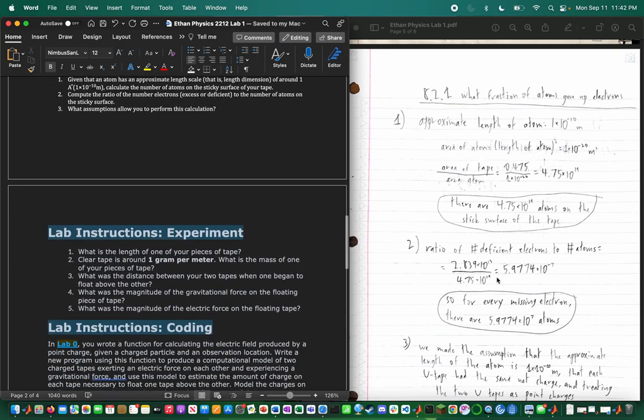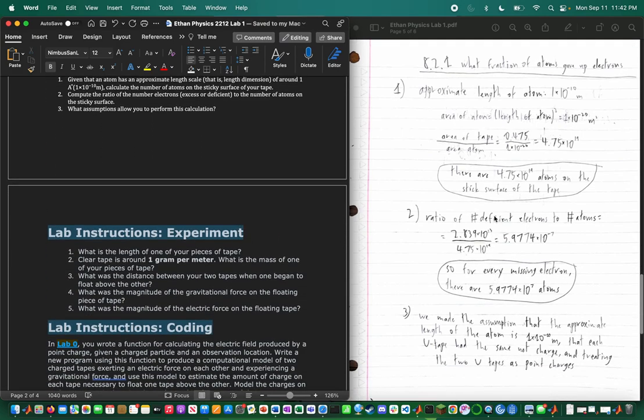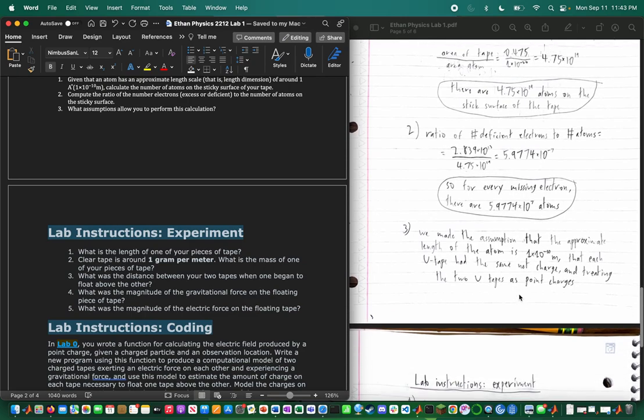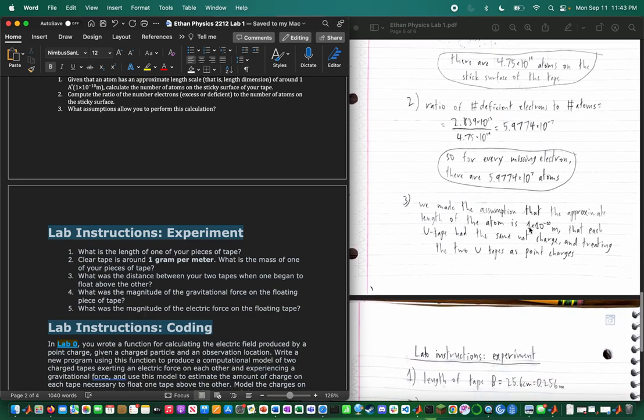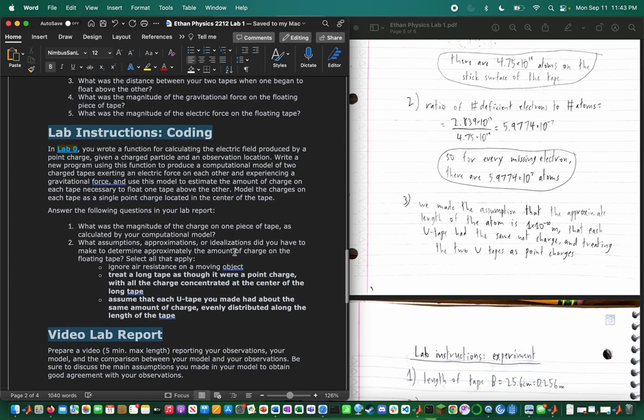And then we can find the ratio of the number of deficient electrons to atoms by dividing the number of deficient electrons by the number of atoms, and then we get 5.9774 times 10 to the negative 7, or for every missing electron, there are 5.9774 times 10 to the 7th atoms. We made the assumption that the length of the atom is 1 times 10 to the negative 10th meters, that each U-tape has the same net charge, and treating them as point charges.